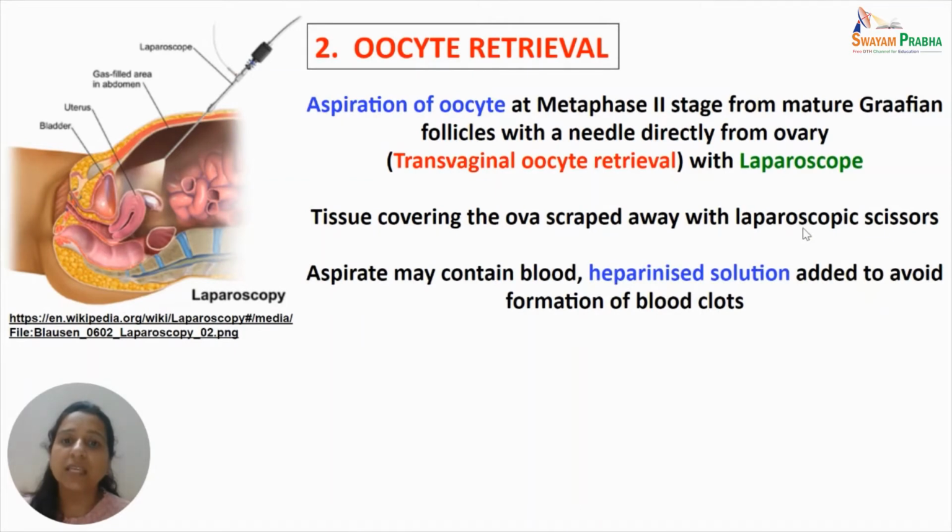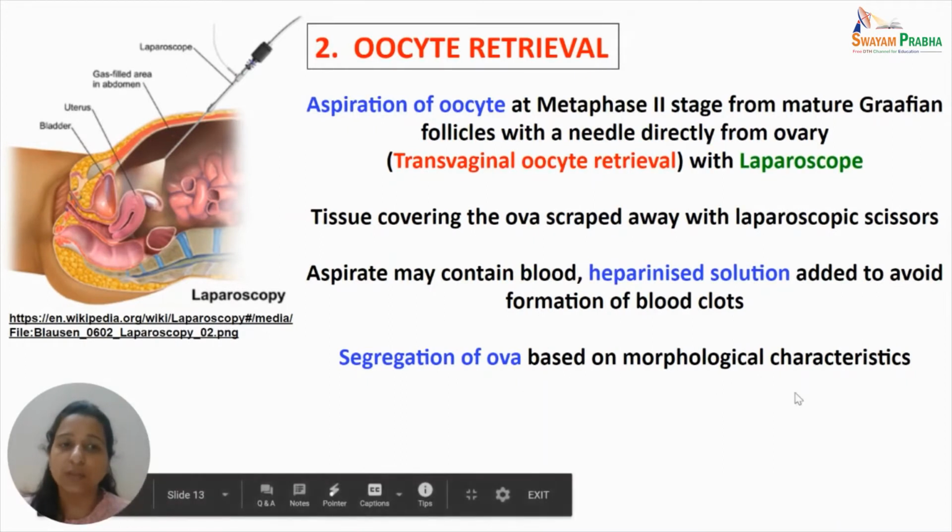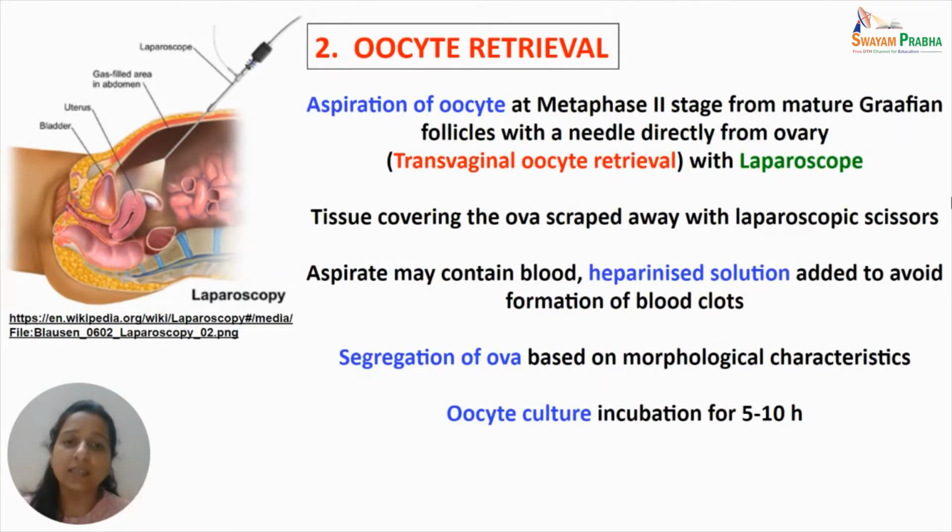The aspirate that contains the oocyte may also contain some blood, and some heparinized solution, which is used during aspiration of the oocyte, which is added to avoid the formation of blood clots. Hence, the ova are segregated, the blood and heparinized solution are removed, and the segregation of ova is done on the basis of their morphological characteristics. The best ova are selected and the oocyte culture is done, during which the oocytes are incubated for some 5 to 10 hours. And once the oocyte is mature, it is ready for insemination.